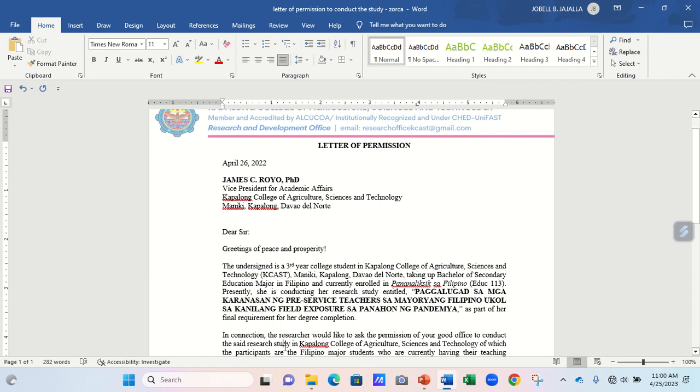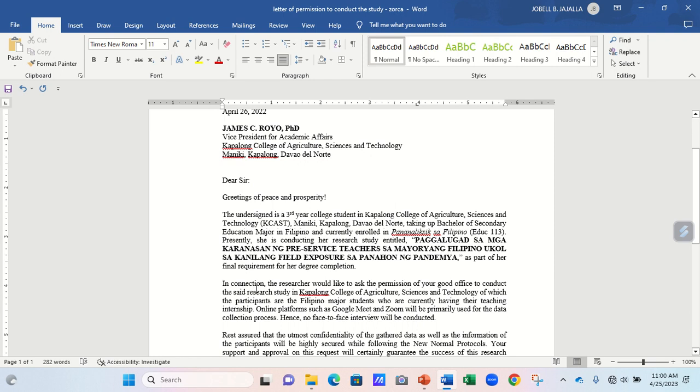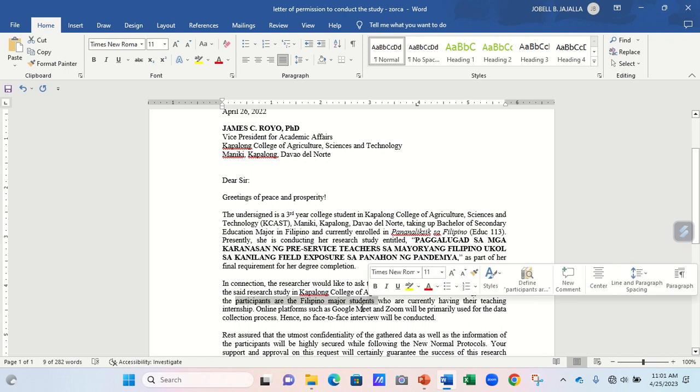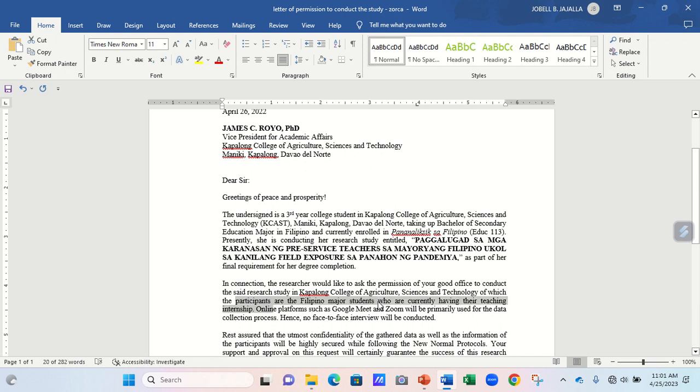degree completion. Now, on the second main paragraph, in connection, the researcher would like to ask the permission of your good office to conduct the said research study in KCAST. So express right away your intention to conduct the study in the place, KCAST, and also cite your participants. So, who are the participants? The participants are the Filipino major students. Explain also their circumstances, who are currently having their teaching internship.